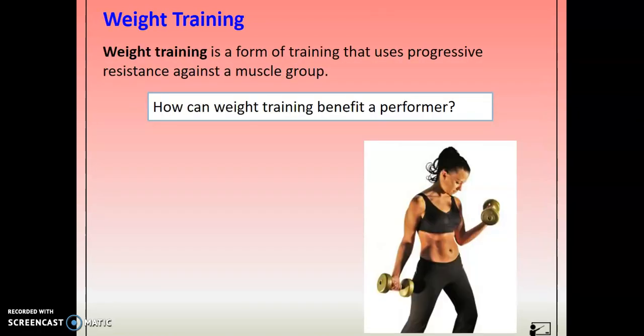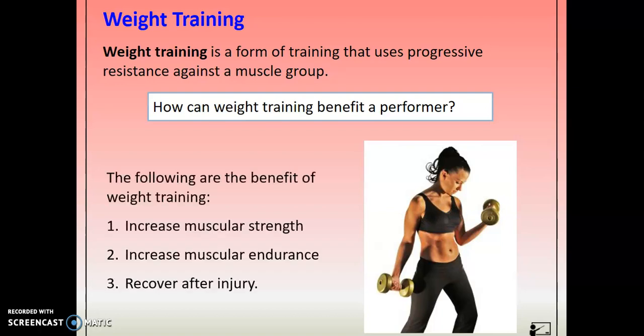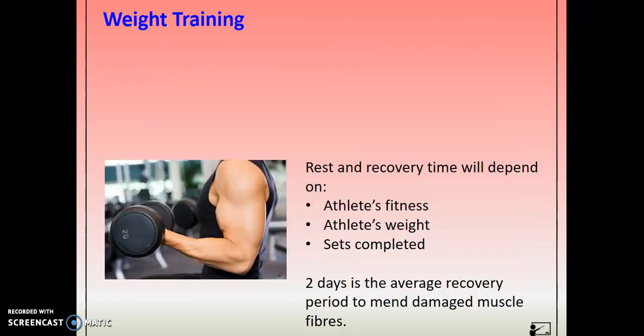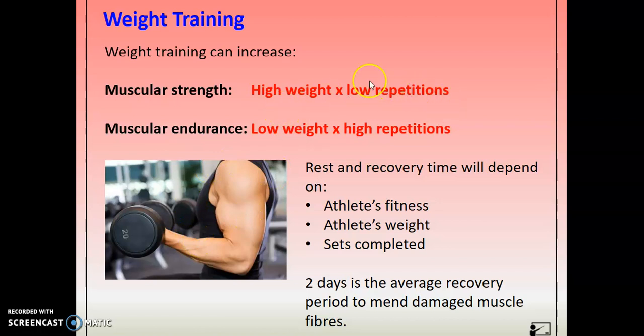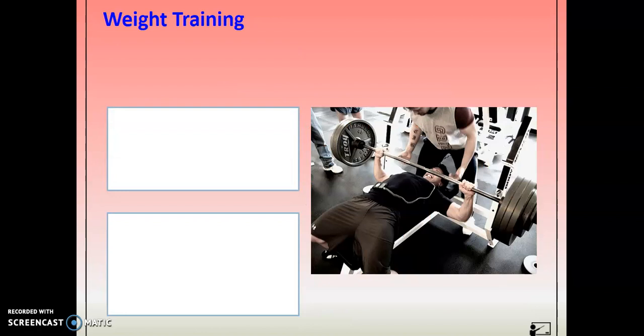Weight training then. So it's going to improve different muscular fitness types depending on what type of weight training you can do. So it could increase strength, endurance, power as well. Really important to have rest days after weight training. But if you want to improve muscular strength, you use high weights and you do low reps. Muscular endurance, low weight, high reps. Good thing about weight training is you could train any muscle that you like within the body, so you can focus on a certain area.